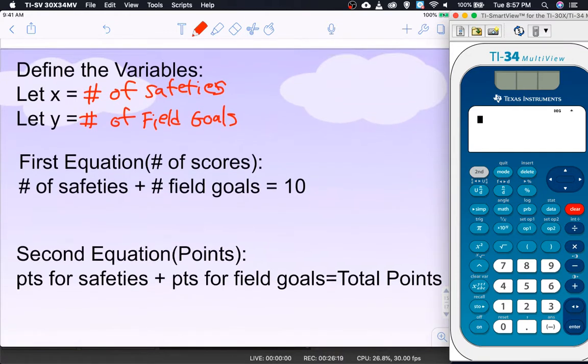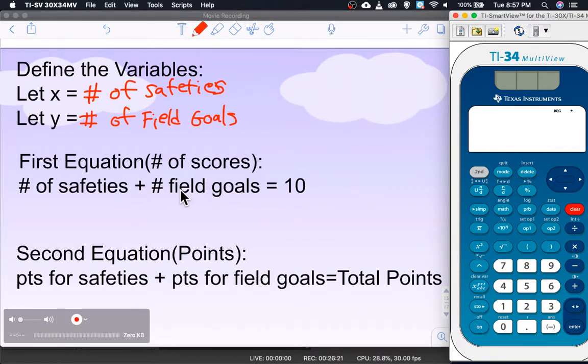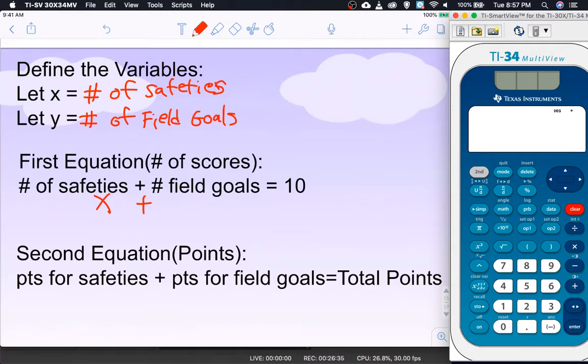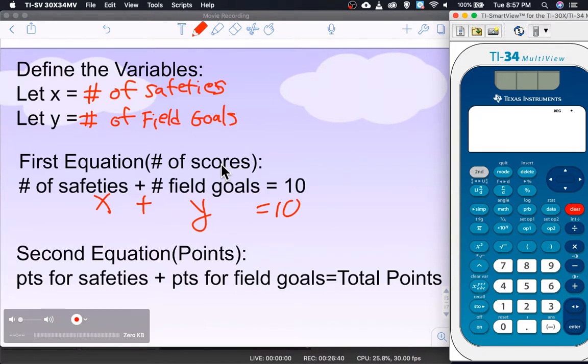All right, so now, once we've defined our variables, this actually becomes quite simple. Check this out. How many safeties did they get? Well, they got x safeties. Right? Number of safeties, x. Plus, how many field goals did they get? Well, they got y field goals. Equals 10. This equation is the number of scores. So if you add up the number of times they got safeties and the number of times they got field goals, we know they scored 10 total times. So scores plus scores equal scores.